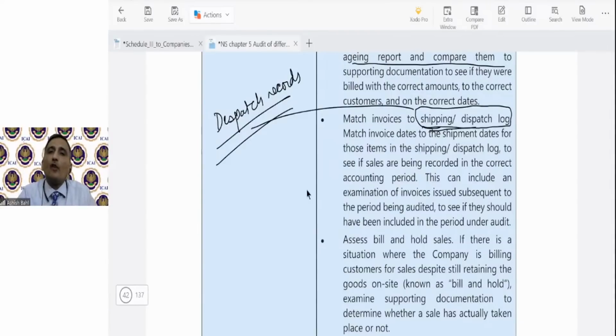See, if invoice has not been raised, then these trade receivables would not be complete. So again, what was the meaning of completeness? The meaning of completeness was that all the balances which should be included have been included. So if the goods have been dispatched but the invoice has not been raised, then obviously my completeness assertion would be hit. Then completeness assertion would be hit, that what the company is saying, that all the trade receivables, all the debtors balances are complete, then it would not be justified. Okay.